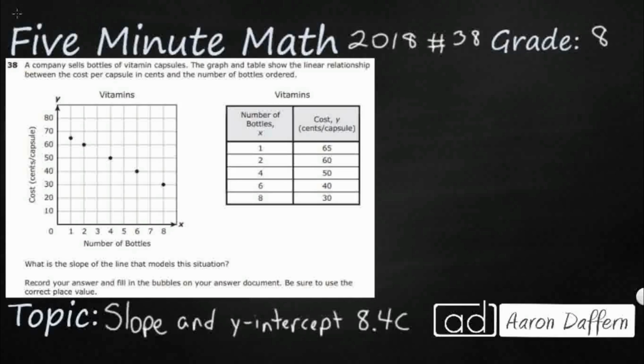Today we are looking at the 8th grade concept of slope and y-intercept. This is standard 8.4C in the great state of Texas, and we are using item number 38 of the 2018 released STAAR test. If you have not done so already, please go ahead and take a moment to pause the video, work this problem out on your own, unpause it, and we will look at our answers together.